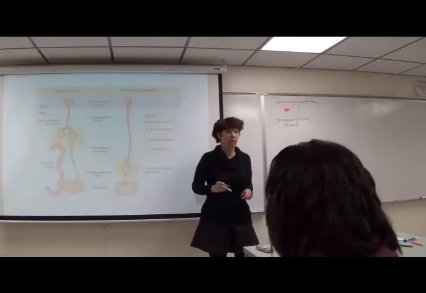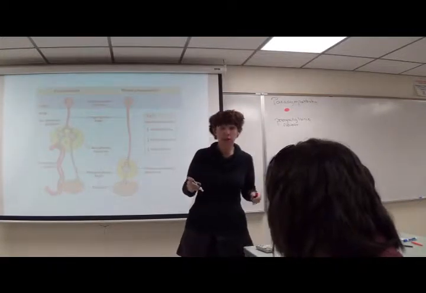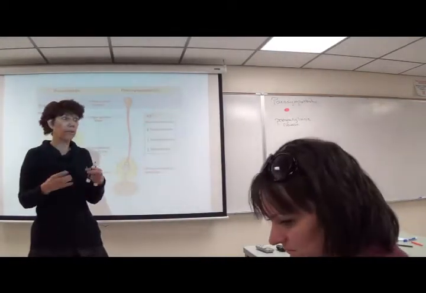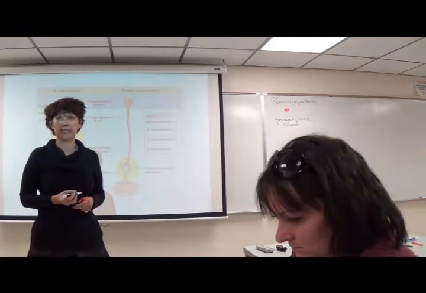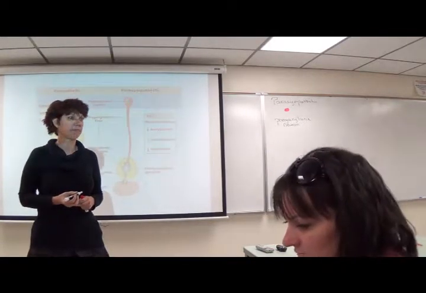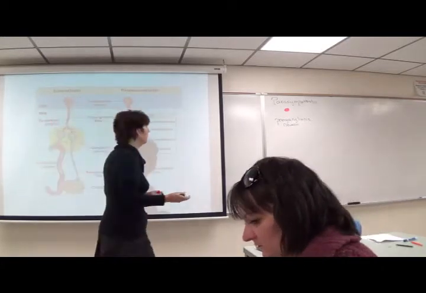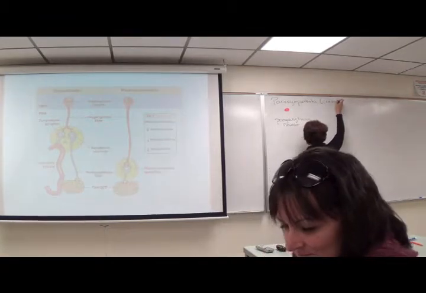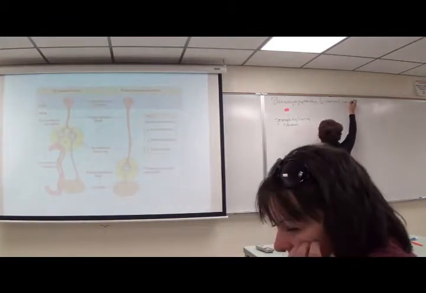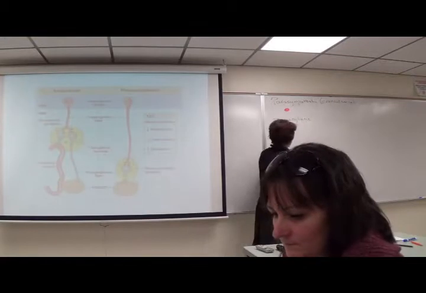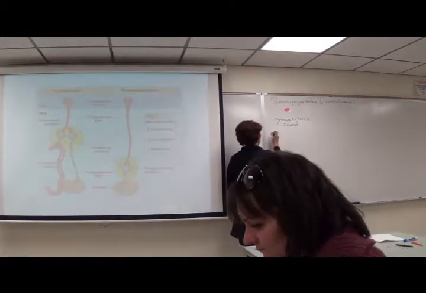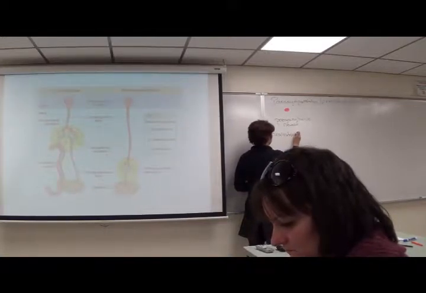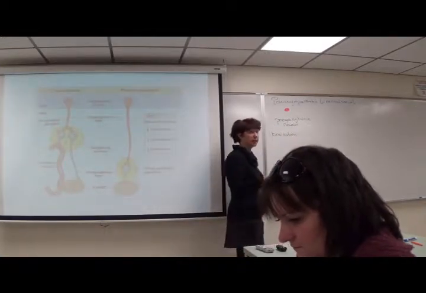Based on location, what was another term that we use for the parasympathetic system, describing where we find the preganglionic cell bodies? Yeah, cranial sacral, right? So this is known as the cranial sacral system. And so we find our preganglionic cell bodies in the brainstem and in the sacral spinal cord.